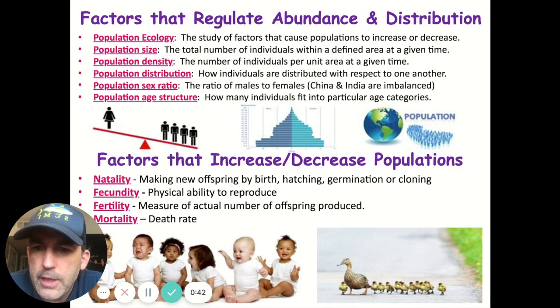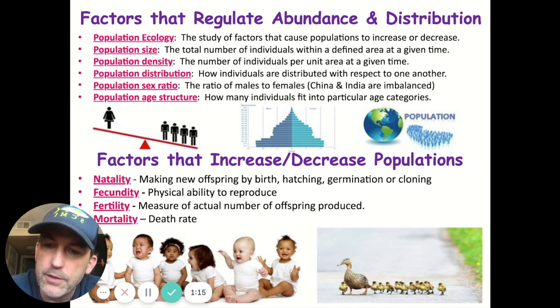So some terms just to get us started, sort of the currency of this study: population ecology, the study of different factors that cause populations to increase or decrease. Population size is the total number of individuals within a defined area at a given time. The density is a little more specific. It's the number of individuals per unit area at a given time. And distribution is how individuals are distributed over that area with respect to one another.